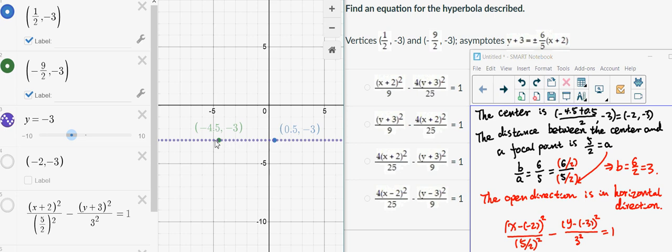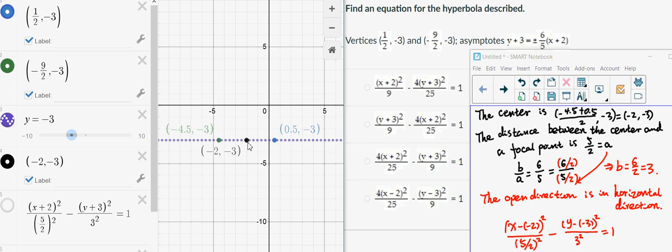We have 2 vertices, and one is -4.5, which is -9/2. Another is 0.5. So we add those 2 values together and divide by 2, and we should have the middle point. The y coordinate is still -3. So this would be our middle point. You add 0.5 and -4.5 together, you have -4. And then divided by 2, that will be the center. So label it. This will be the center.